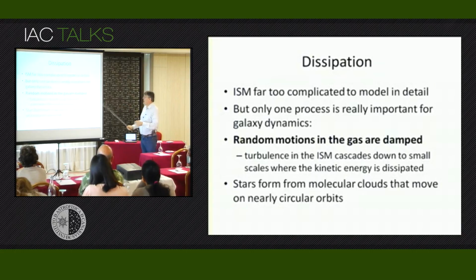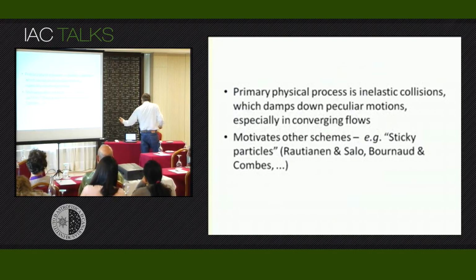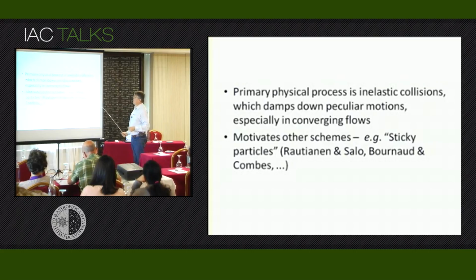Whatever you're talking about, the kinetic energy of the turbulence eventually gets dissipated. It goes into the thermal, to heating the gas, and that gas can radiate away the energy. And so this is the most important physical process: once you stir up the interstellar medium, it tries to dissipate that energy and revert down to a nice regular flow pattern. And so the result of that is that stars form in molecular clouds, and those molecular clouds move on nearly circular orbits. And this is of importance to galaxy dynamics.